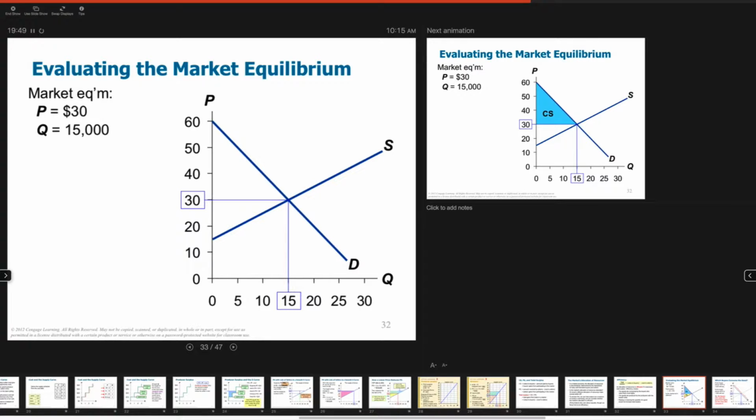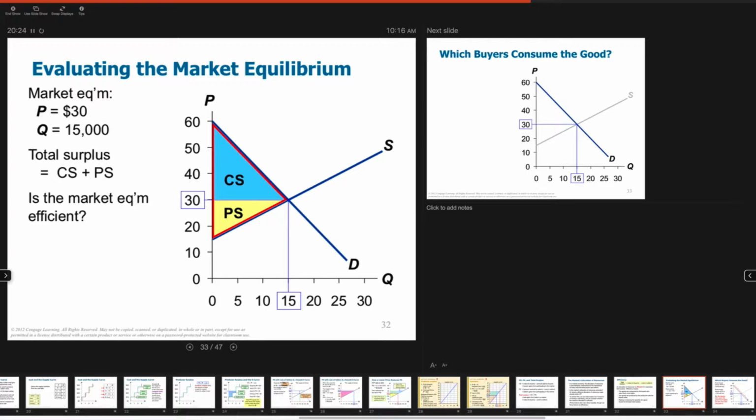All right. Market equilibrium is $30. Our quantity is 15,000. So our consumer surplus is 15 times 15, which is 225. Producer surplus is 15 times 7.5, which is $112.50. So our total surplus is 337.50. I stink at math in my head. So is that equilibrium efficient?